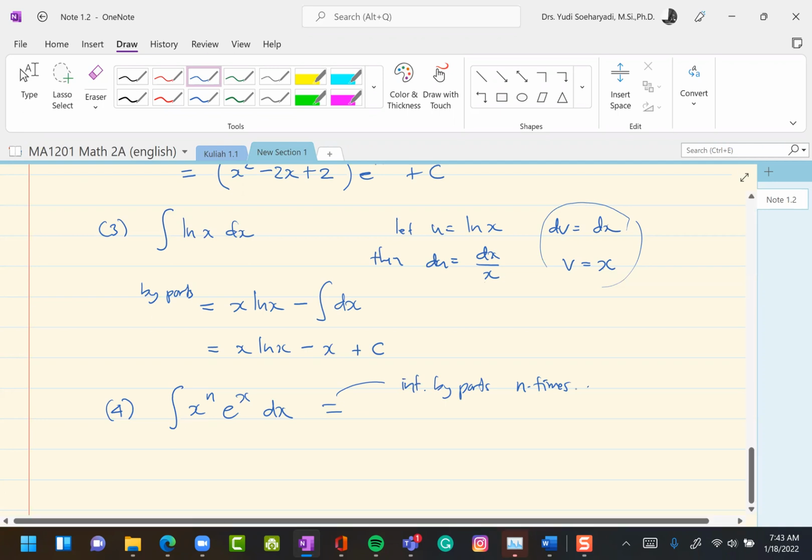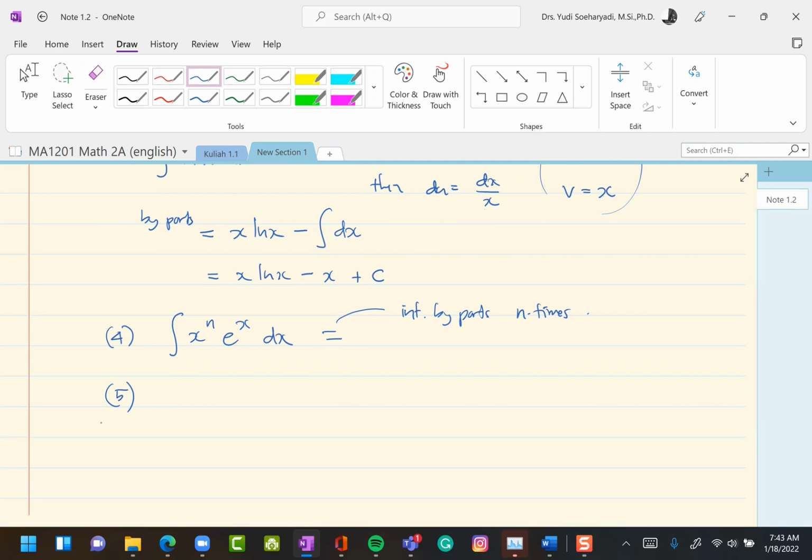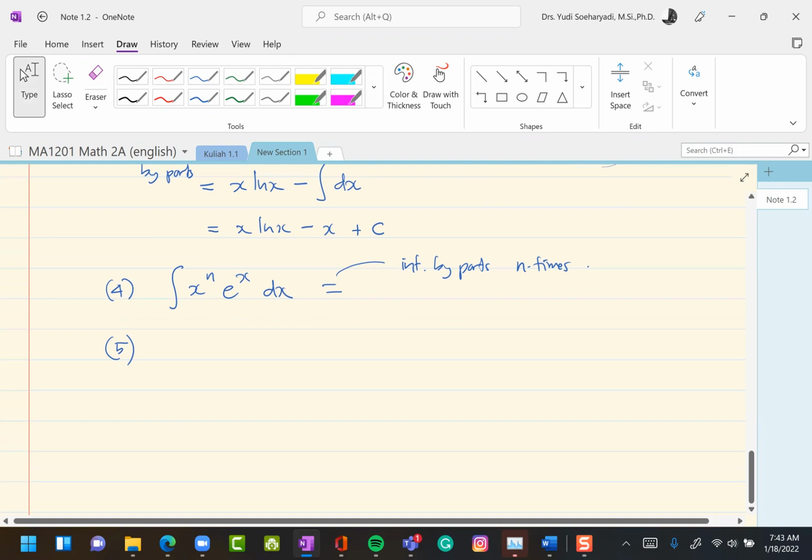Of course, we're not doing this with high power. With high power, just use a calculator. Our purpose here is just to understand how to work it out using integration by parts. All right, let's see this one out.